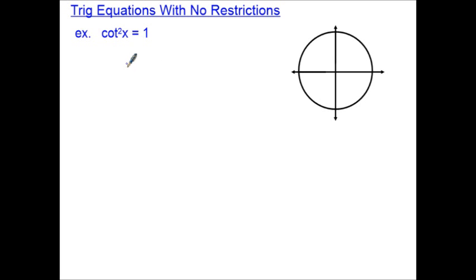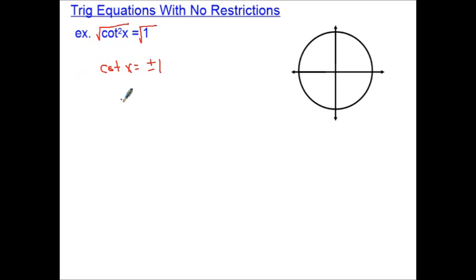Cotangent squared equals 1. Pretty simple equation. Not too many bells and whistles here. So, of course, first thing I want to do is square root both sides of this thing to cancel out the square. Okay, get my trig value by itself, and so now what I'm looking at is cotangent x equals, don't forget the plus or minus on the 1.